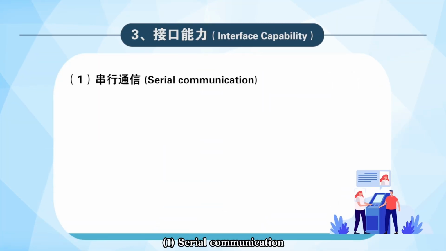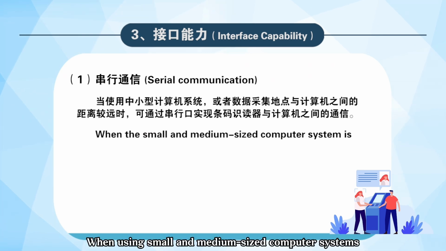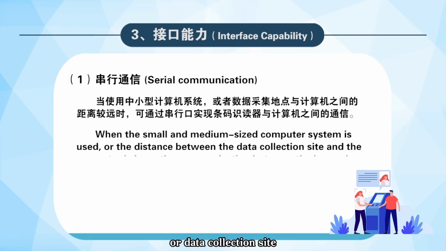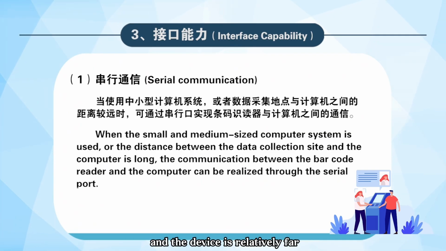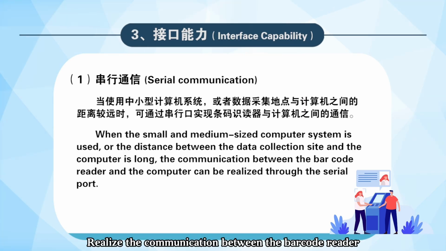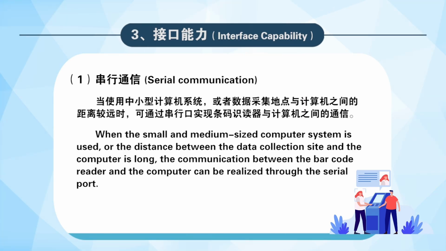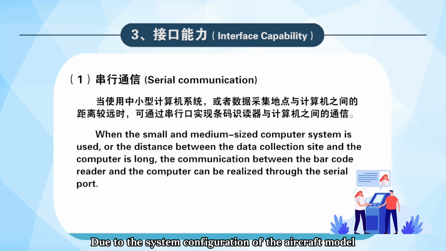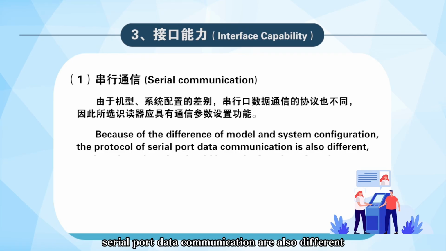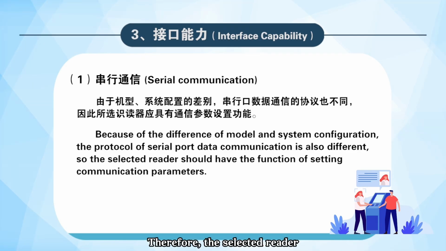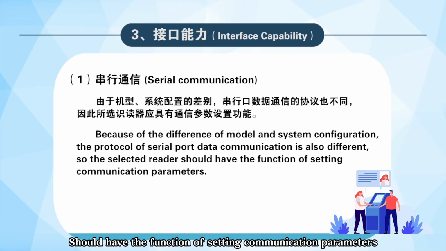1. Serial communication. When using small and medium-sized computer systems or data collection sites, when the distance between the computer and the device is relatively far, communication between the barcode reader and the computer can be realized via the serial port. Due to the system configuration of different computer models, the protocols for serial port data communication are also different. Therefore, the selected reader should have the function of setting communication parameters.